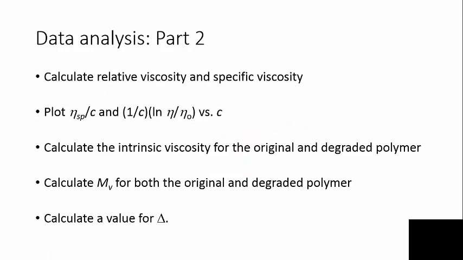For the intrinsic viscosity of polymer, you'll find the viscosities of the solutions and the solvents, so then you can calculate relative viscosity. From that you can calculate specific viscosity. From that you can plot versus concentration. From that you can extrapolate to find intrinsic viscosity. You should have two values, one for the original and one for the degraded polymer. Then you can, from the intrinsic viscosity, calculate the viscosity average molar mass, and then from that ratio find delta.